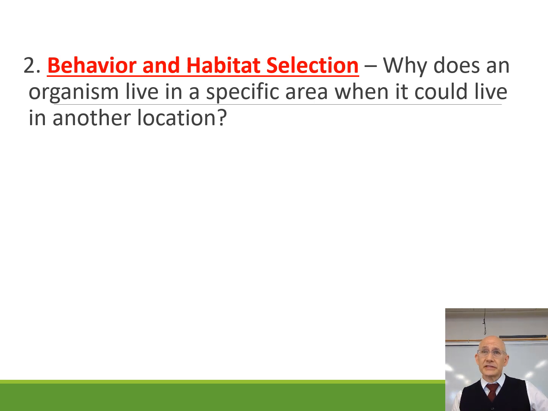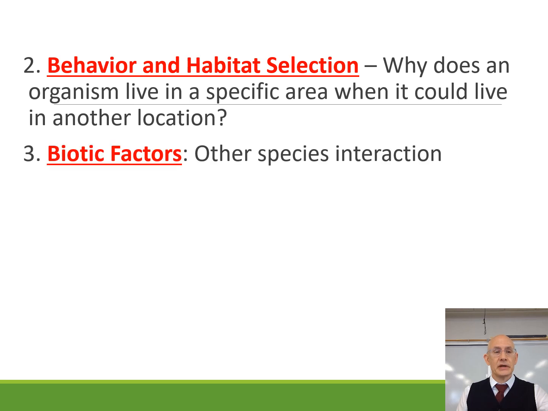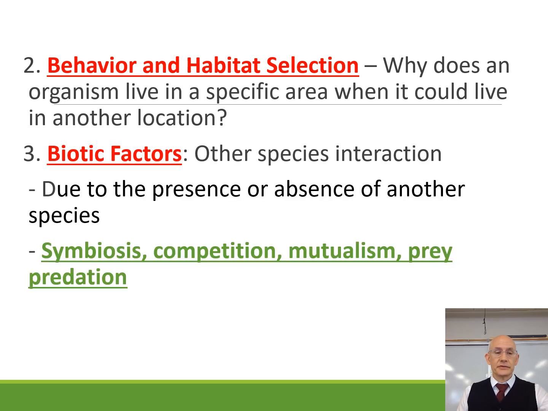Another thing that affects biogeography is the behavior of the organism and why they choose those particular habitats, based on temperature or sunlight or available resources. And then you have their interactions with other species, which include mutualism, competition, predator-prey relationships, which we'll talk about later as well.